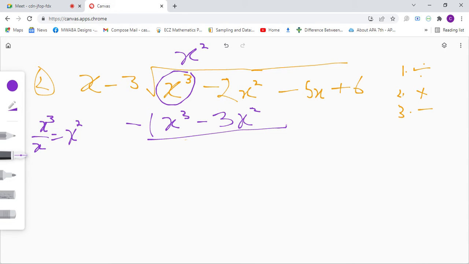X cubed minus x cubed gives us 0. Negative 2 minus negative 3, the negative and negative make positive, so we have negative 2 plus 3, that will give us 1. So we'll write it as x squared here. Negative 2x squared minus negative 3x squared gives us x squared. Negative 5x minus 0 gives us negative 5x. And 6 minus 0 is 6. So we'll write it down like this.